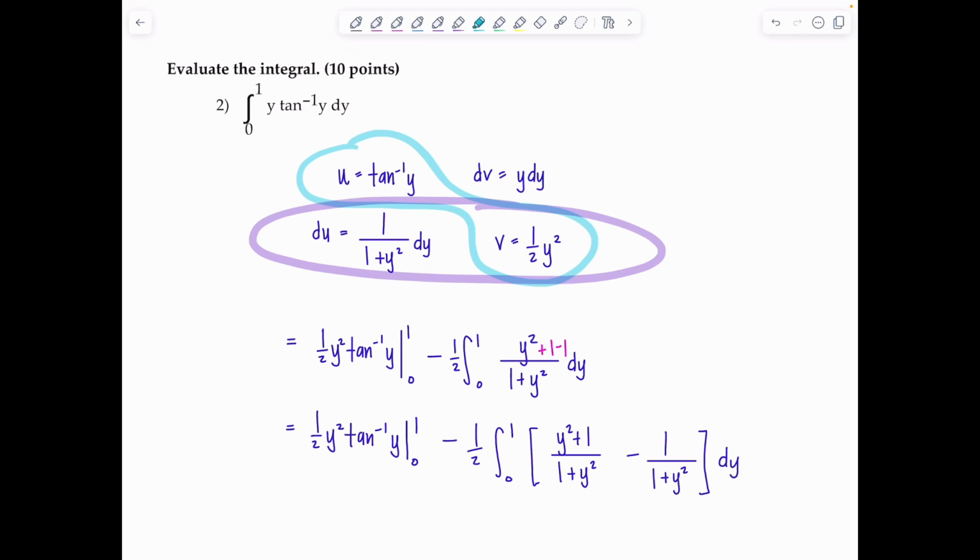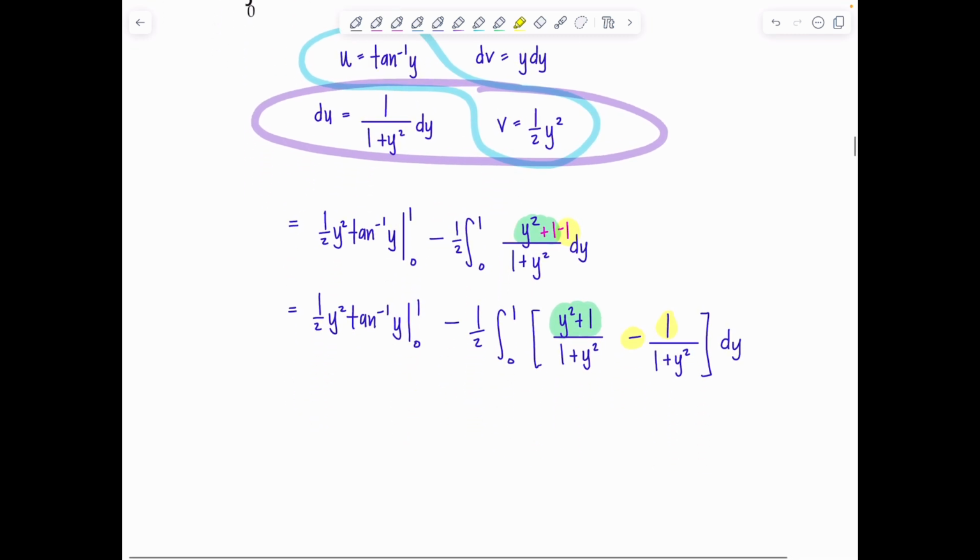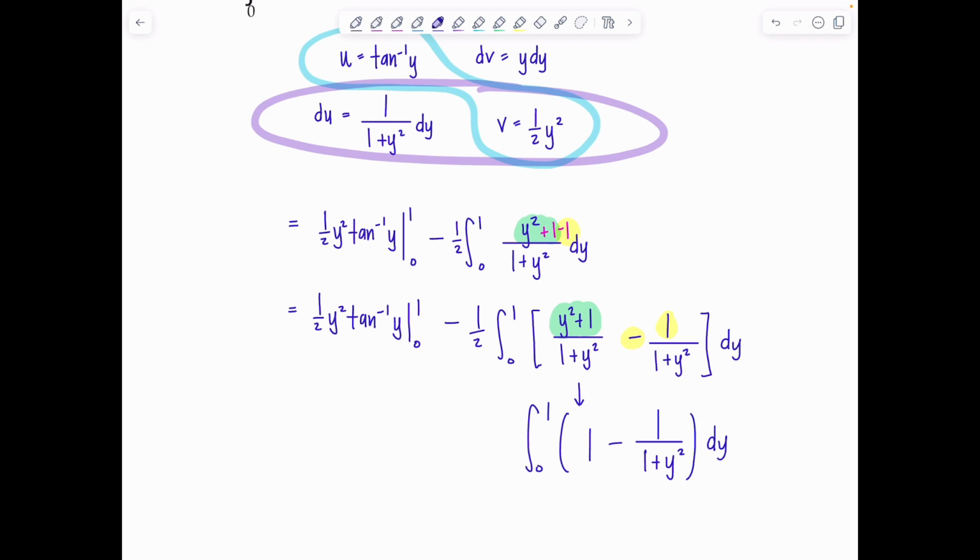Let me color code for you in case you can't see it. This y squared plus 1 is here. And then this minus 1 is right here. Why is that so fabulous? Well, this just gives me now 1. We can take that antiderivative, no big deal. Minus 1 over 1 plus y squared. Oh, I love it. 0 to 1, 1/2.